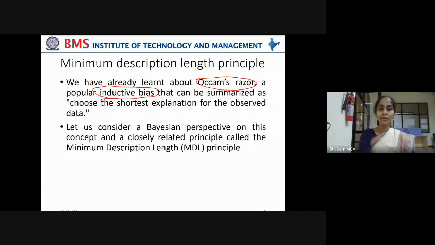Okay, so this Occam's razor method is a popular inductive bias. It is not that if you apply this, you will get a better result. Nothing like that. It is like an assumption to make your task simpler.